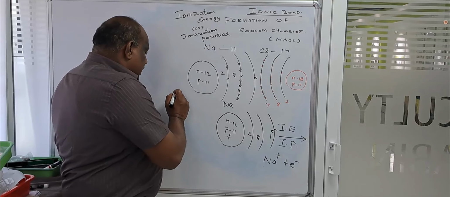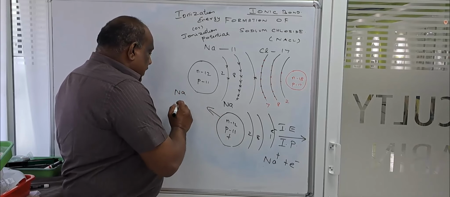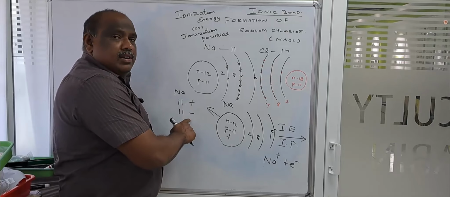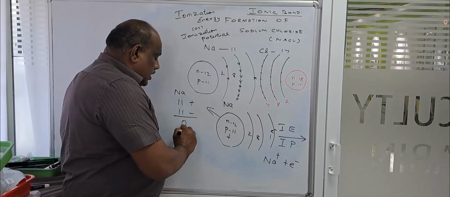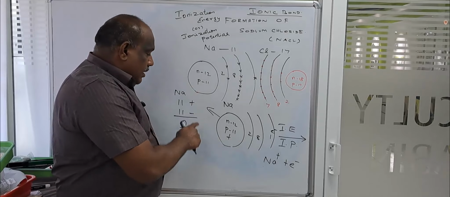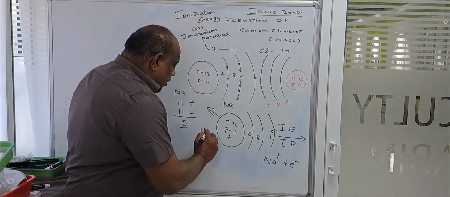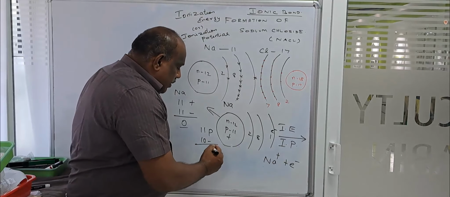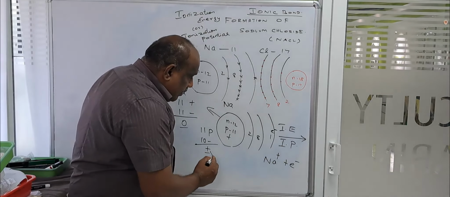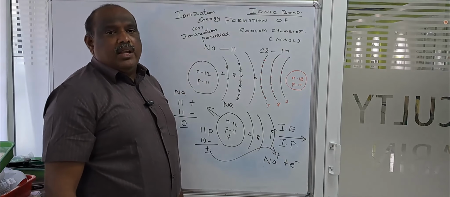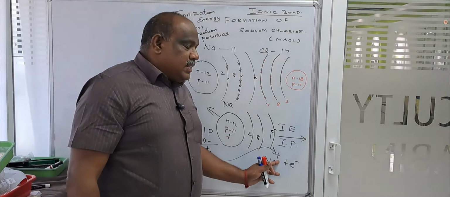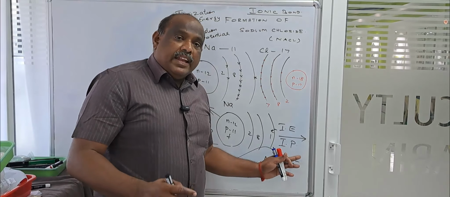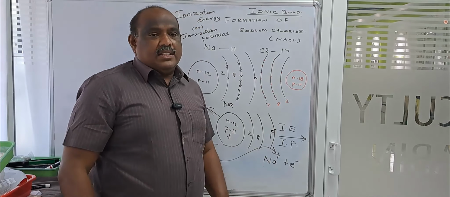How did it come? Now you listen here. On the left hand side, there are 11 positive charges and 11 negative charges, 11 protons and 11 electrons. So what is the total charge? Neutral. So it is the sodium atom. But when I remove one electron, there are 11 positive charges and only 10 negative charges because I removed one electron. So that excess positive charge is what I am writing here. So the sodium becomes a sodium plus ion by removing an electron. For this we have to supply energy from outside. This energy is called ionization energy.